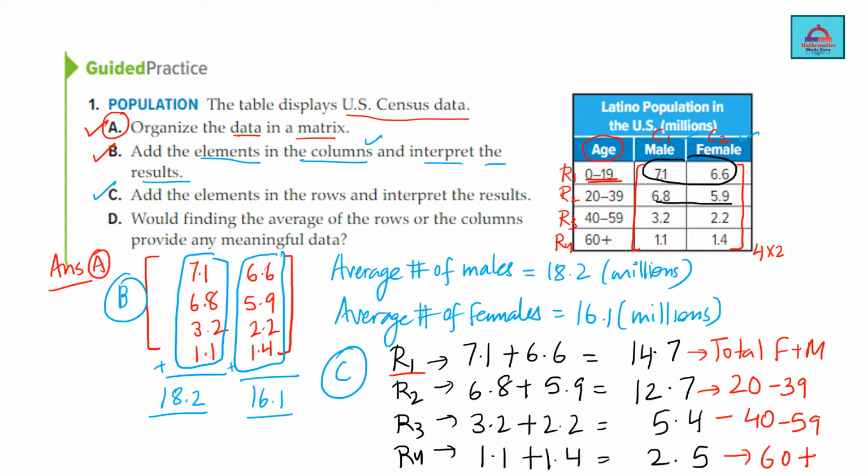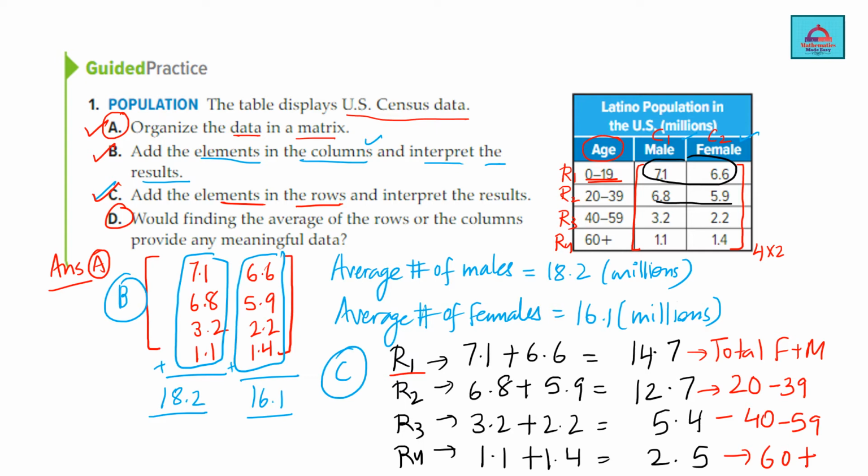So again, this is giving us useful information when we add the elements in the rows. D. Would you find the average of the rows or the columns to provide meaningful data? Okay, now let's look. If we already have added the rows and columns, if we look at the columns first, let's look at columns.